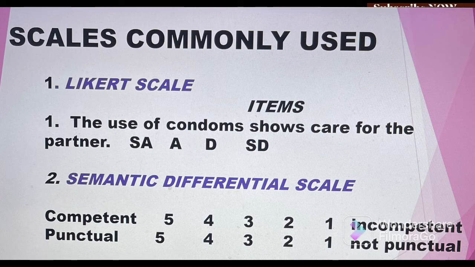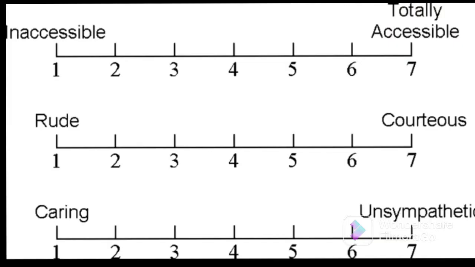Say, for example, the subject is the principal and your respondent is the teacher. The teacher as your respondent will just rate the competence of the principal. If the principal is very competent, you can encircle 5 or 4. Or if the principal is not that competent because he is new, then 1 or 2 can be encircled. This is an example of a semantic differential scale. These are commonly used scales in the formulation of a survey questionnaire. Another example, punctual.